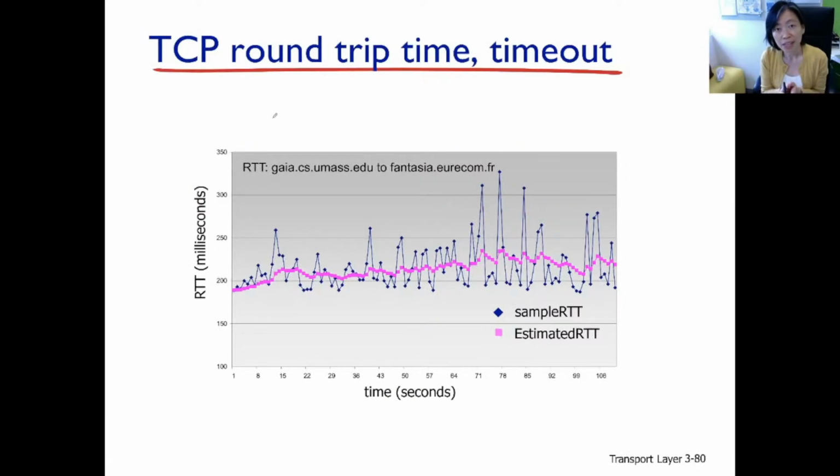And here shows the instantaneous RTT and the estimated RTT, the smooth estimation, and how they look relatively. This is an actual measurement between UMass and Eurecom again. The blue one that fluctuates more is the instantaneous RTT, the sample RTT. The pink one is the estimated RTT, the smooth average RTT over time. So you see that although the blue one fluctuates a lot, the pink one is relatively smooth.